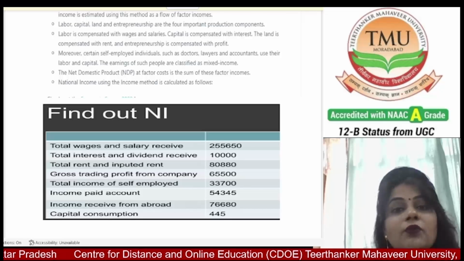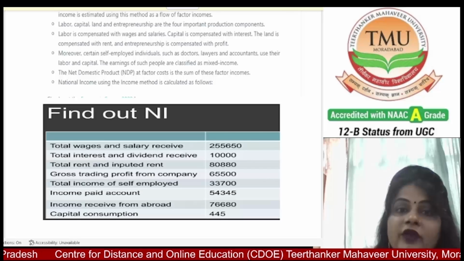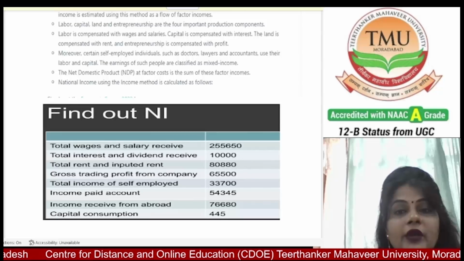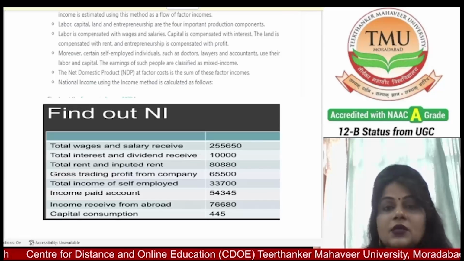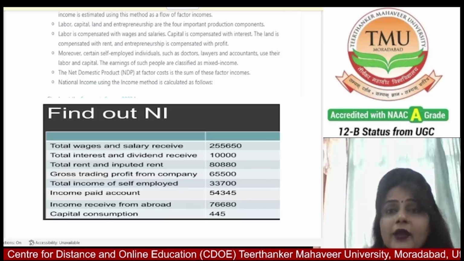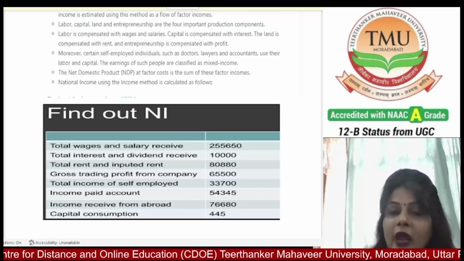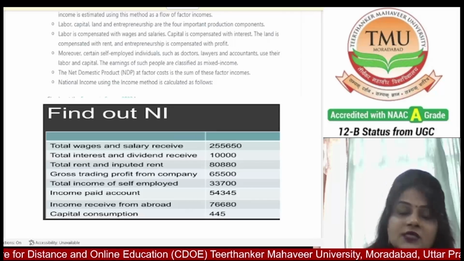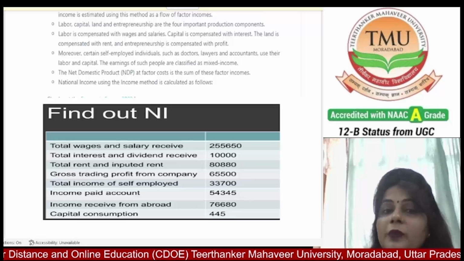Income that arises from windfall gains, like horse racing, lotteries, etc., is not calculated in the determination of national income as it is not connected with any kind of production activity. Also, the imputed value of services by owners of production units will not be included.